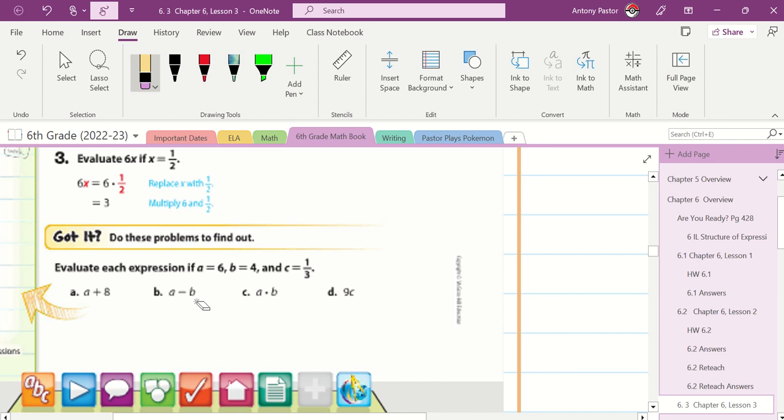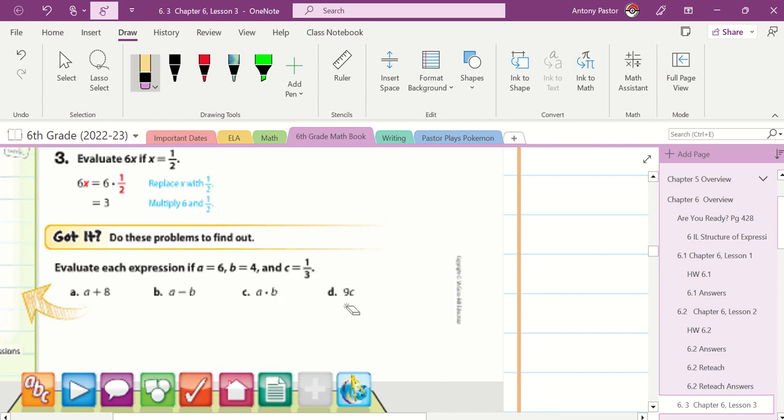A minus b. Remember, a is 6, b is 4. So 6 minus 4 would be 2. A times b. A equals 6, b equals 4. 6 times 4 would be 24.